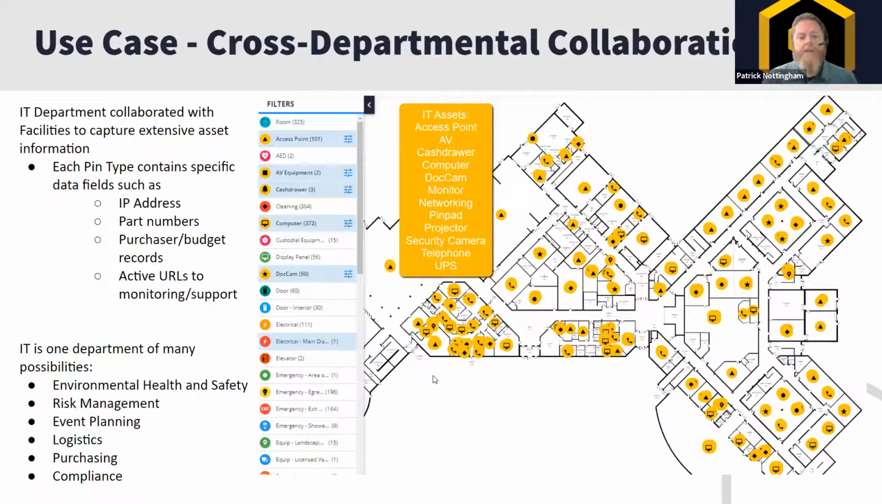The last use case is going to be cross-departmental collaboration. Like I said in that first consider slide, what sorts of departments have you worked with or can work with in order to really benefit and bolster that shared use of AkitaBox being that single source of truth for your organizations? This customer used the IT department, and basically they had the IT department go through and load up all kinds of information related to their buildings. They had access points, AV, cash drawers, computers, dock cams. You can see the list goes on.